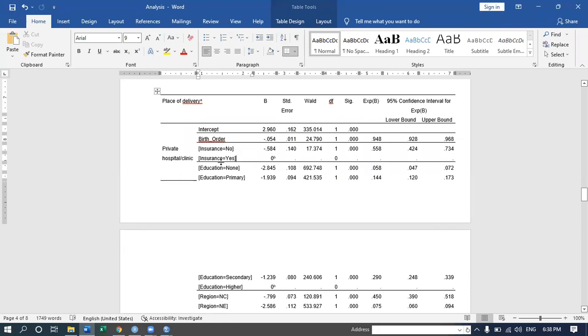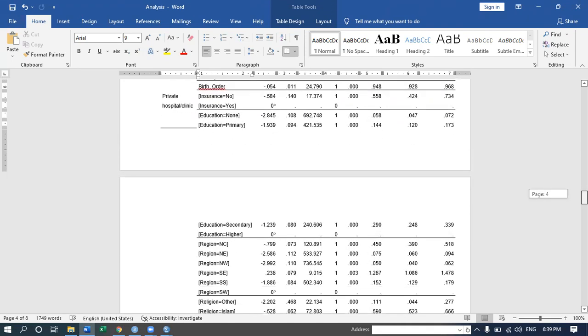Now, if you want to interpret based on likelihood, you do 1 minus this, which gives you 0.442, that is 44.2%. So you say those without insurance are 44.2% less likely to prefer private hospital to home when compared to those with insurance. With insurance means insurance equal to yes.